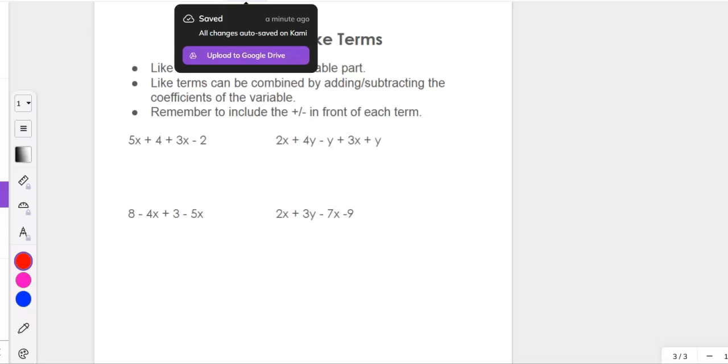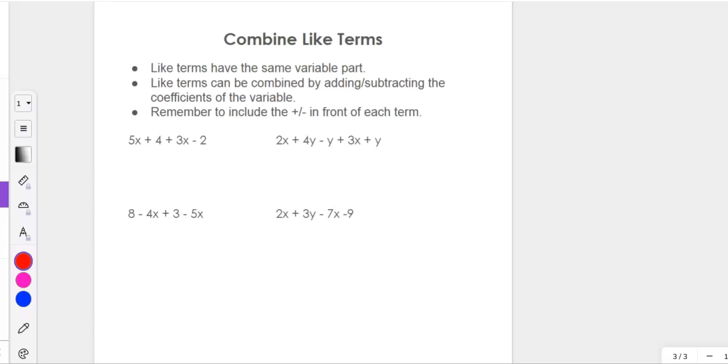Hi guys, today we're going to be learning about combining like terms. You should have seen this last year, so it might look familiar. If not, teach it like it's brand new.